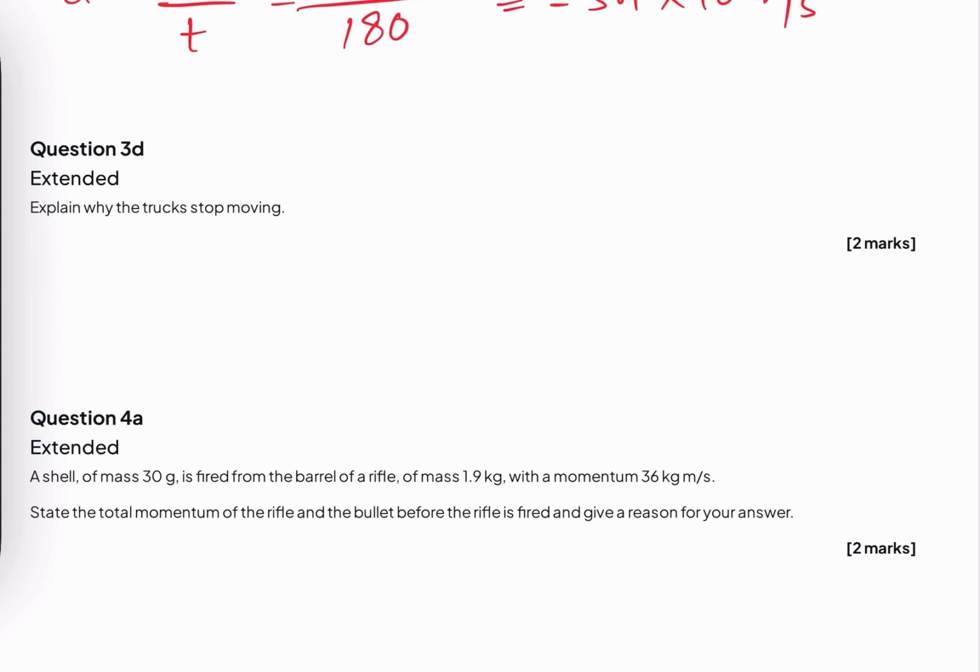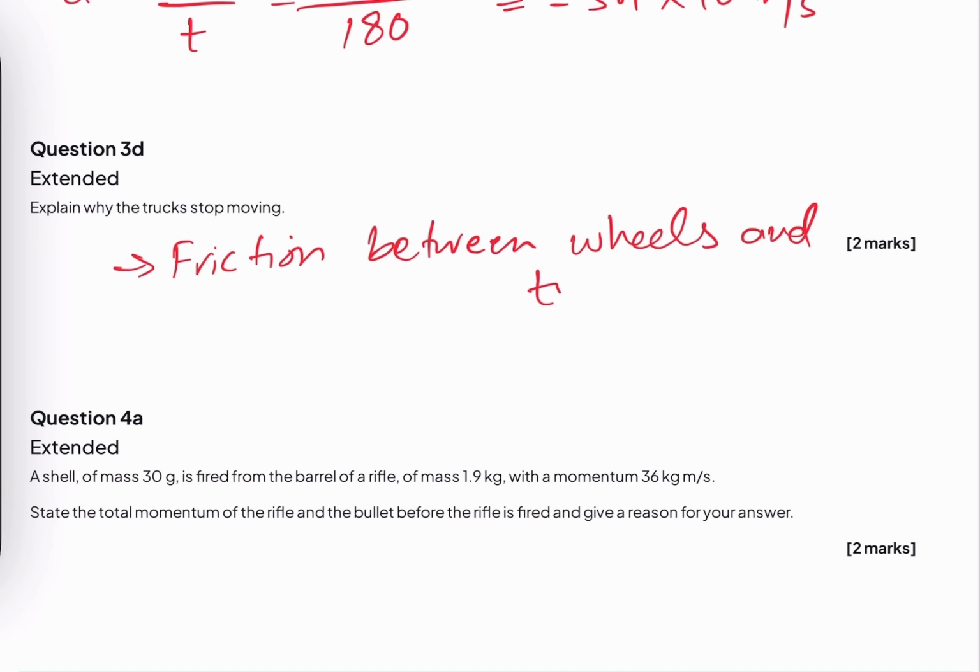Okay, 3D. Explain why the truck stopped moving. Why did it stop moving? Because of the friction between wheels and track. Okay, make him stop.